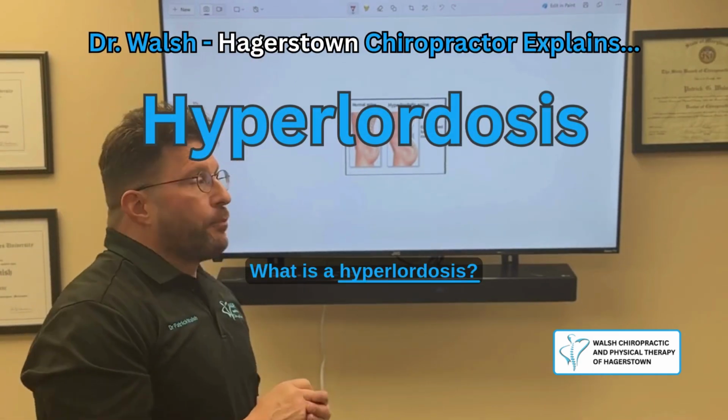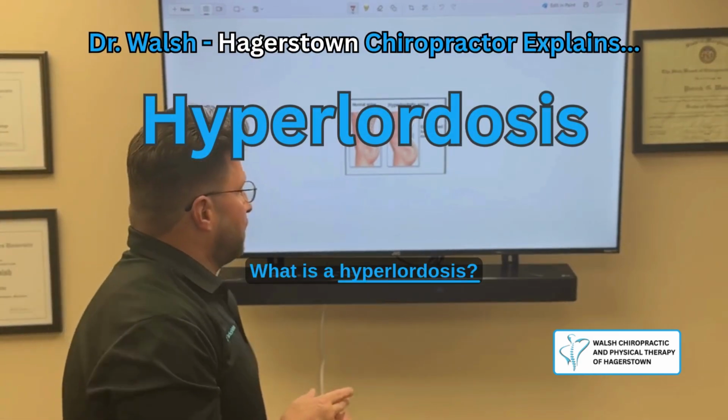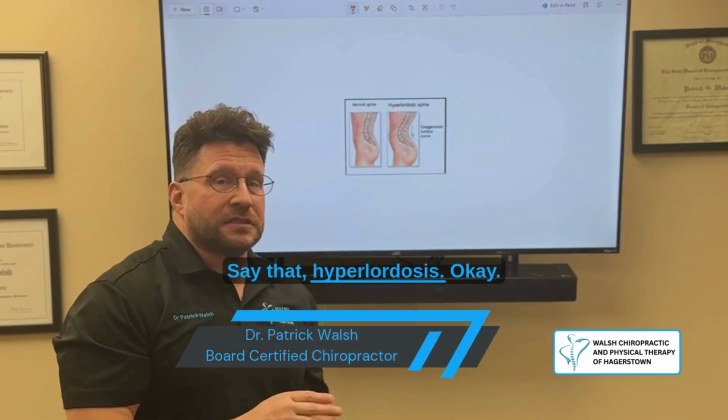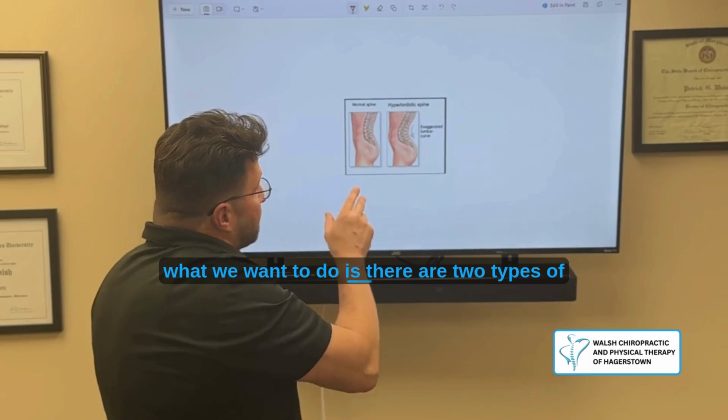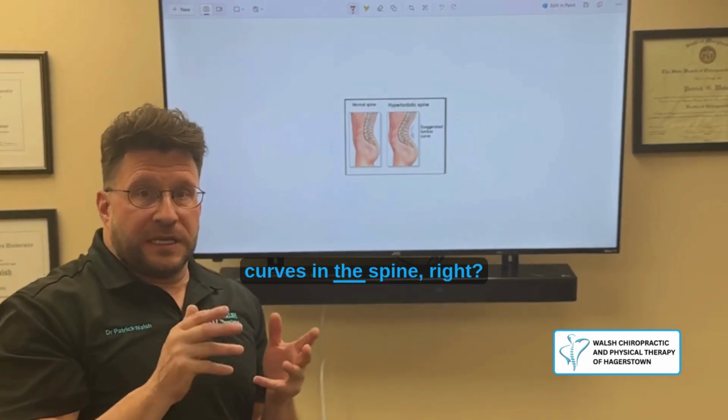What is a hyperlordosis? Say that, hyperlordosis. Now, what we want to do is, there are two types of curves in the spine, right?